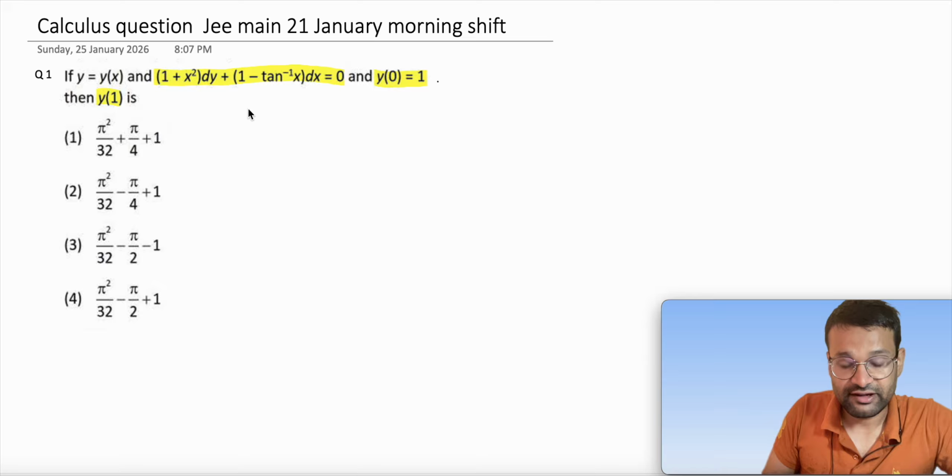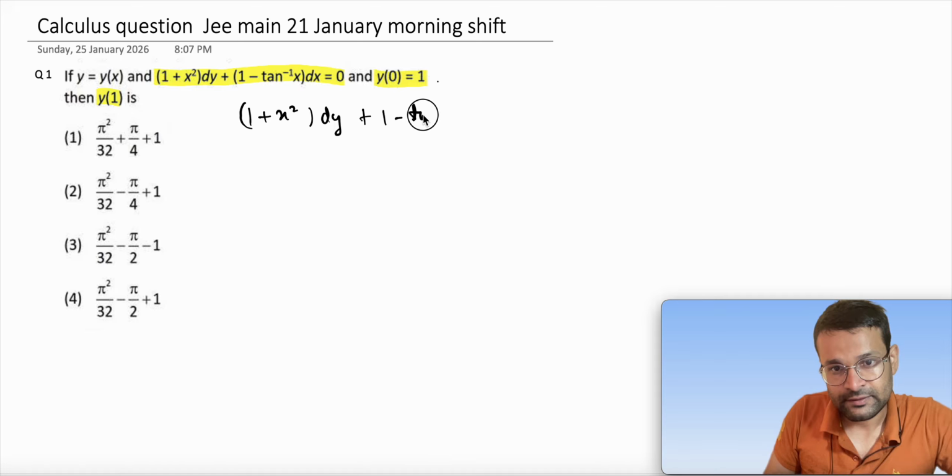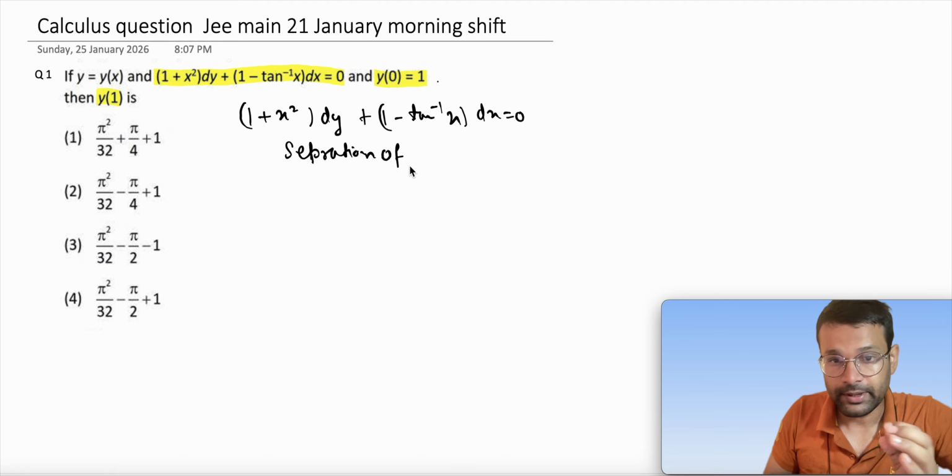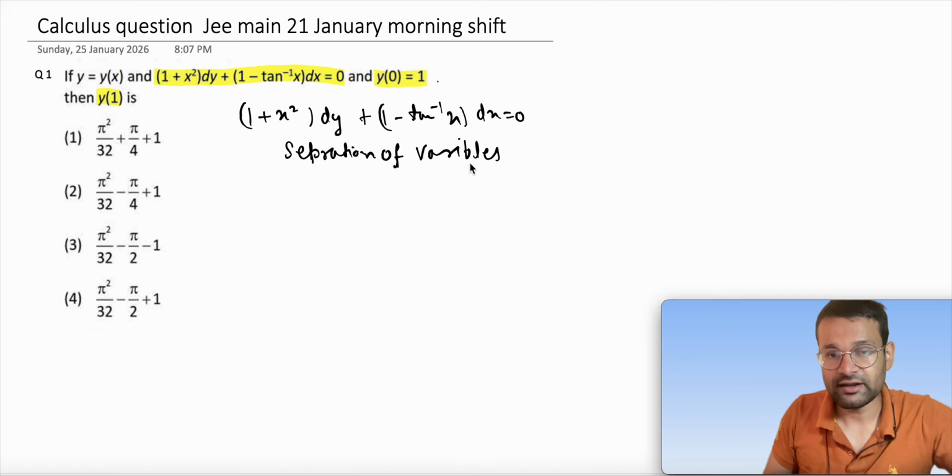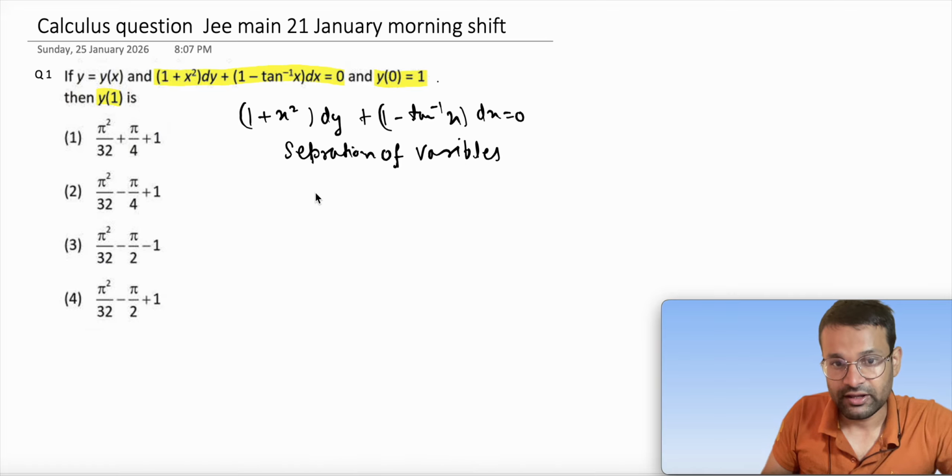We first write this given differential equation: (1 plus x square) dy plus (1 minus tan inverse x) dx equal to 0. Now this question is solved by the separation of variable method. Separation of variable means that we separate the x variable on one side and the y variable on one side. There are many different methods to solve different types of differential equation, and separation of variable is one of those methods.